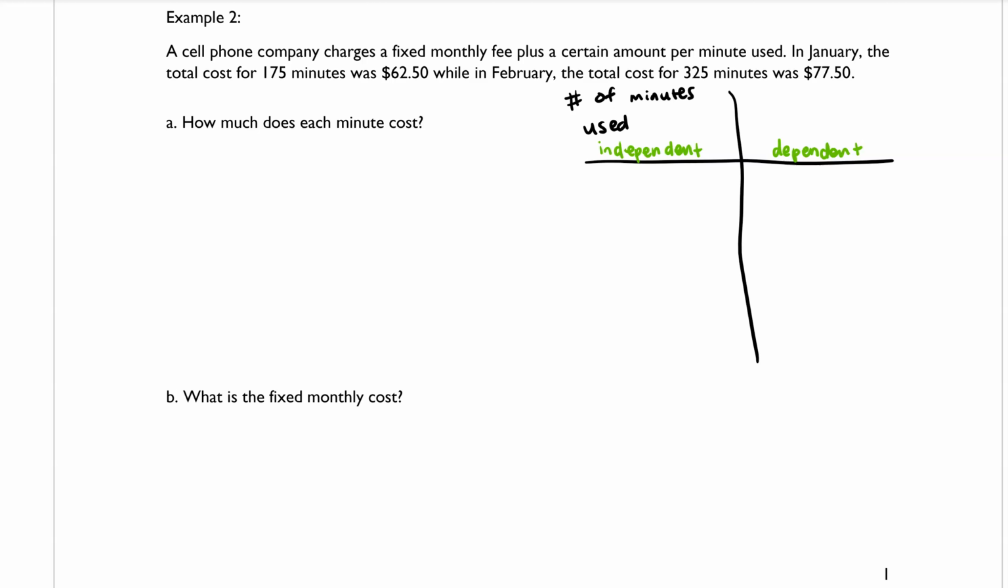So let's just call the output variable the total cost of your cell phone bill. So we have two data points. We know that if you use 175 minutes, then the total cost will be $62.50. And if we used 325 minutes, then the total cost would be $77.50. So just like in the previous example, we can use the slope formula.